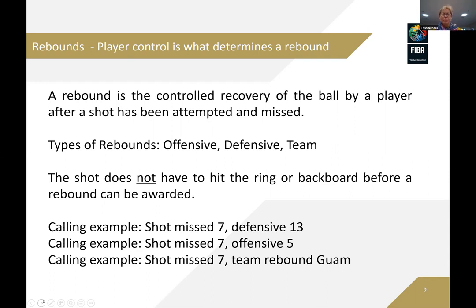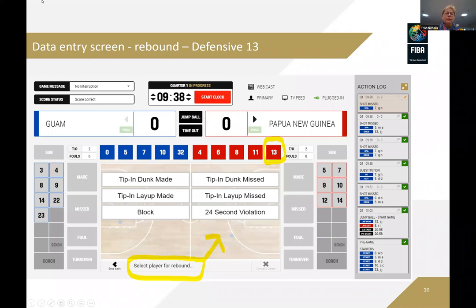Our example here, we'll stay with our shot missed 7 from the previous slide. Our example will be shot missed 7, defensive 13, or shot missed 7, and if my team is going to keep the ball, offensive 5. Or if my shot went out of bounds, shot missed 7, team rebound, Guam. And we say the name of the country, and if it's a country, then we will click here.